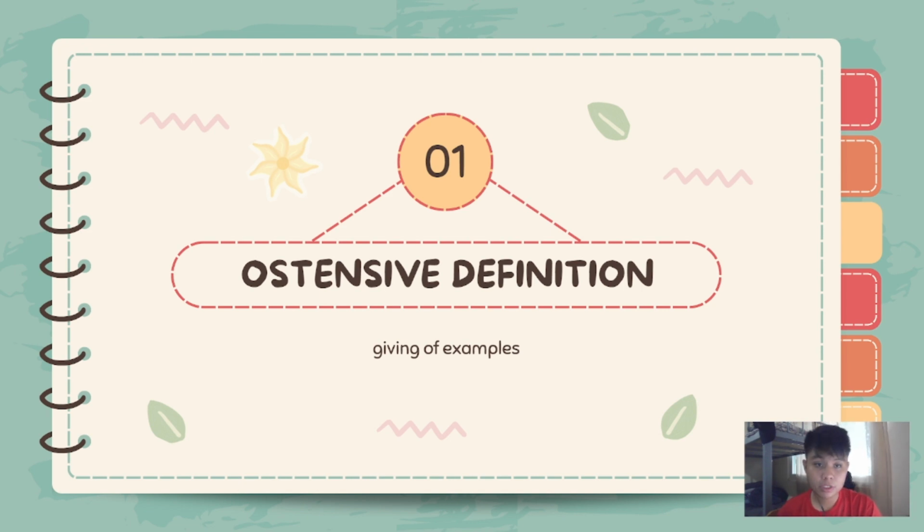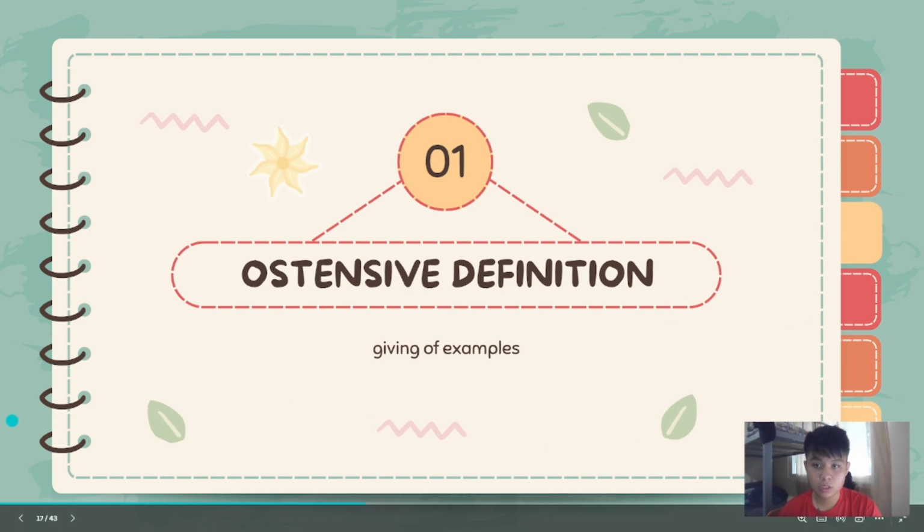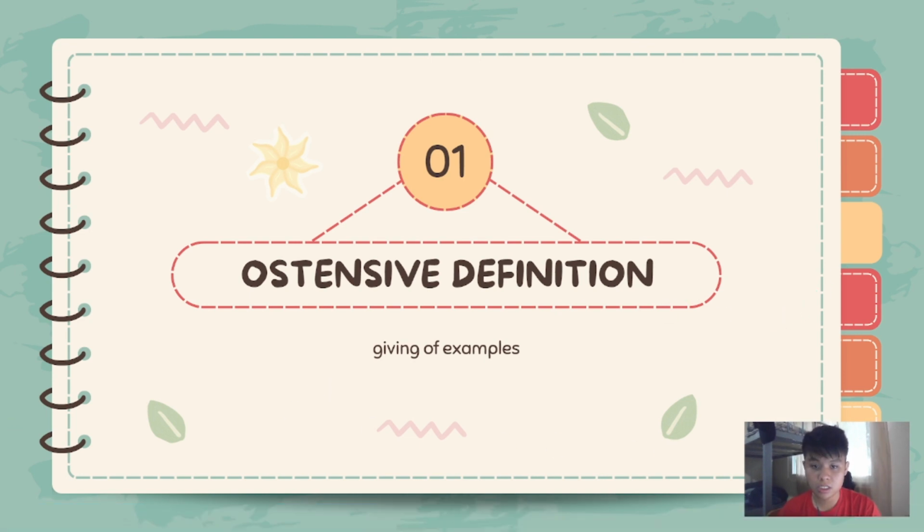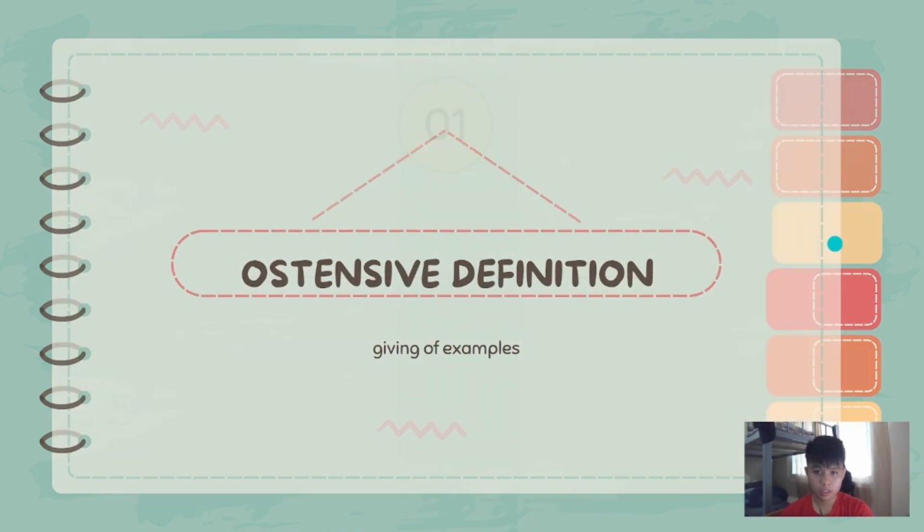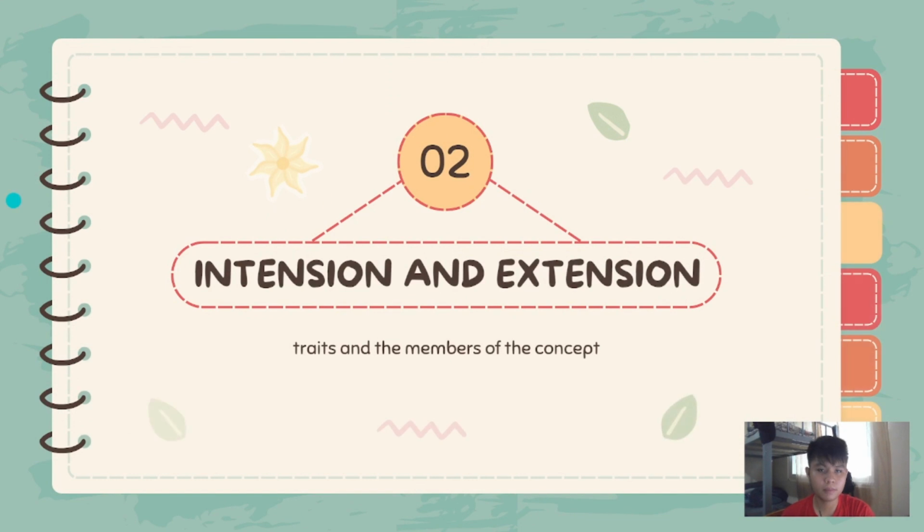By giving examples of a concept, the curiosity of the person who does not know the meaning of the term would be satisfied. So, ostensive definition is simply giving examples. The next one is intension and extension. Extensions are the members of the concept, and the intensions are the specific set of traits shared by the members.